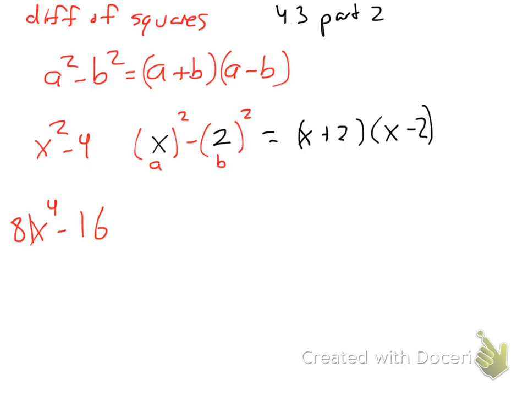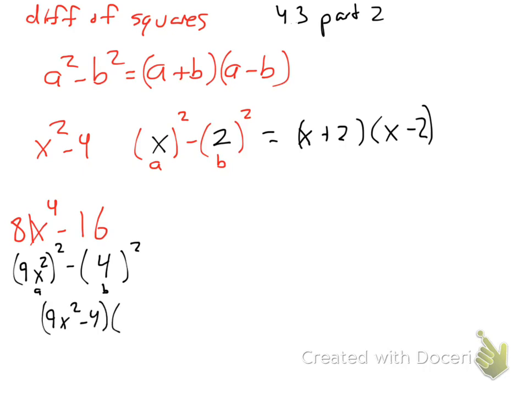So when I get down to the 81x to the fourth minus 16, I still can say, wait a minute, I do believe that is a perfect square minus a perfect square. What is being squared to get 81? And you should be like, hey, that's 9. What's being squared to get x to the fourth? x squared. What is squared to get 16? 4. So remember, that's your a and that's your b. So you get 9x squared minus 4 and 9x squared plus 4.